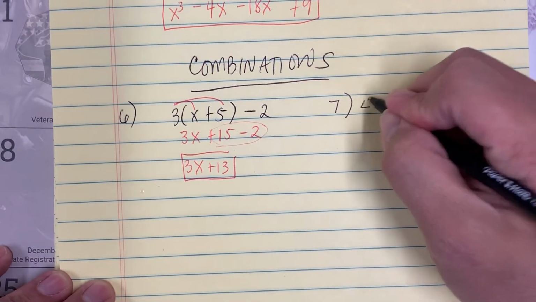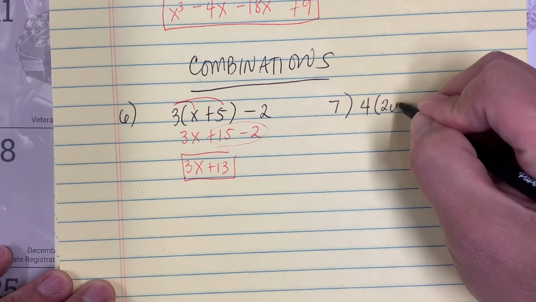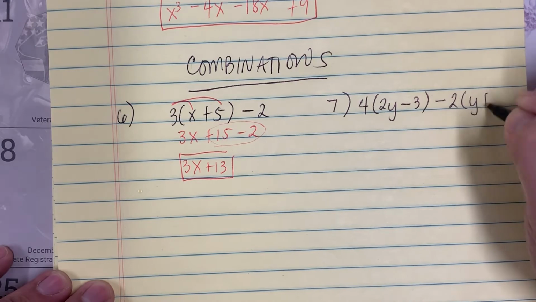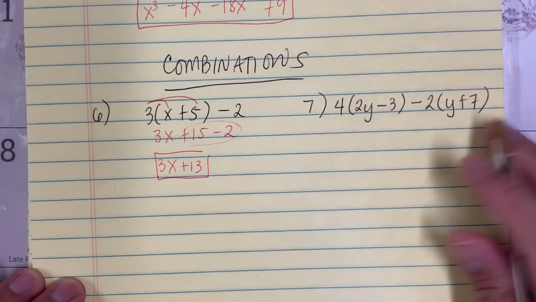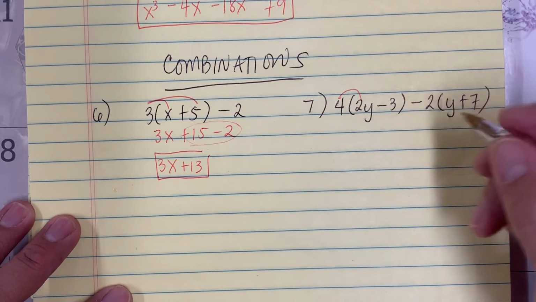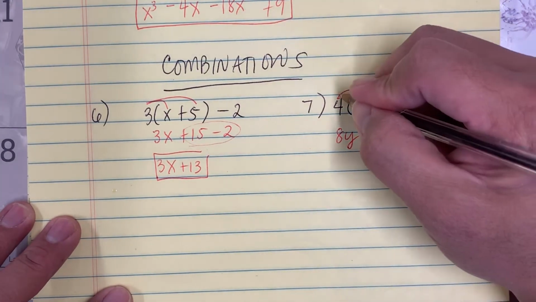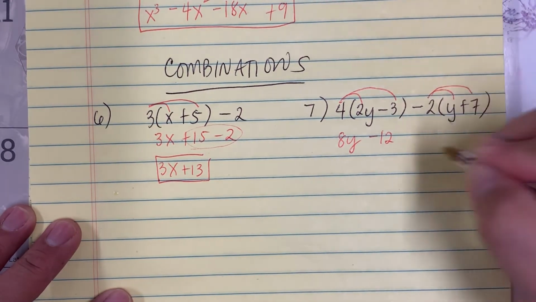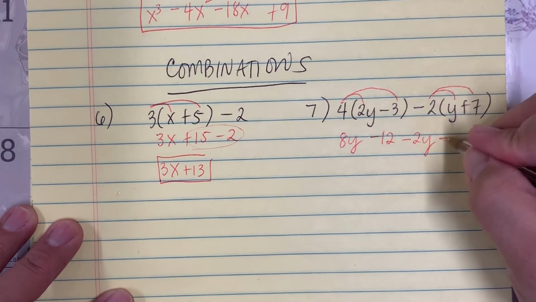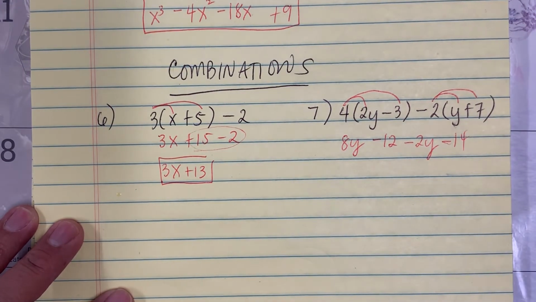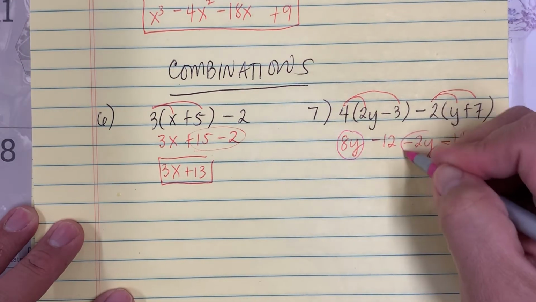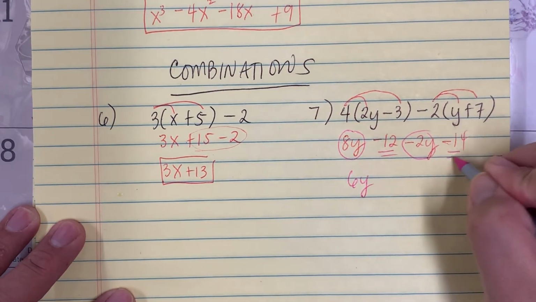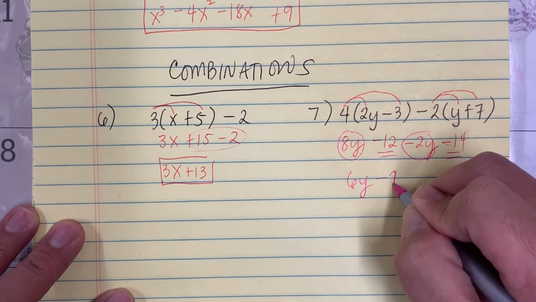If I have here 4(2y minus 3) plus negative 2(y plus 7). So in this case, you're going to distribute twice. 4 times 2 is 8y. 4 times negative 3 is negative 12. Distribute the negative 2 and negative 2 there. That will give you negative 2y, negative 14. Combine the like terms. 8y and negative 2y are like terms, so that will give me 6y. Negative 12 and negative 14, you're going to get negative 26.